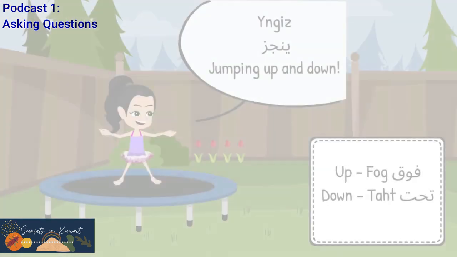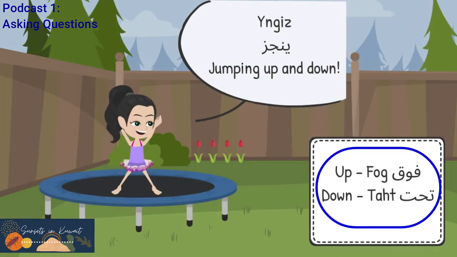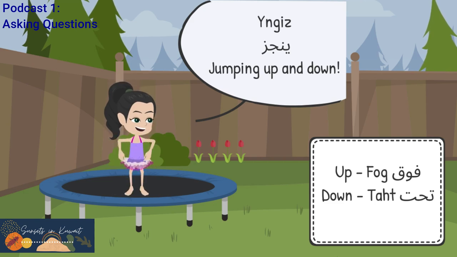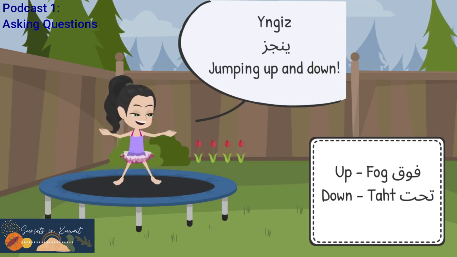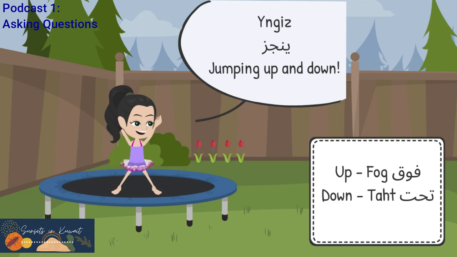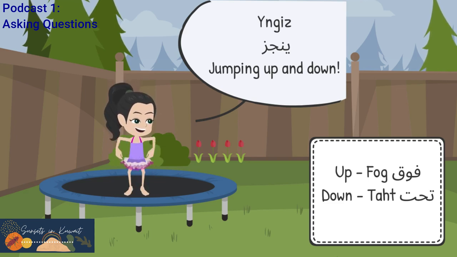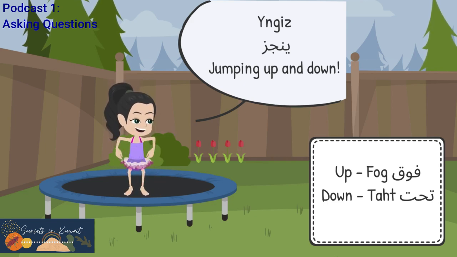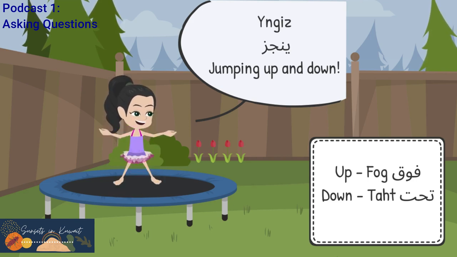Fog and tahat. Fog is up, tahat is down. Can you use it in the same circumstance? Ana sa'ad fog, I'm going up. Ana nazil tahat, obviously. So you can emphasize that I'm going up. Or ana nazil ala sillam, I'm going downstairs. أنا صاعد على السلم, I'm going upstairs. So the four words you need to know are: going up, صاعد, and up, فوق; going down, نازل, and down, تحت.